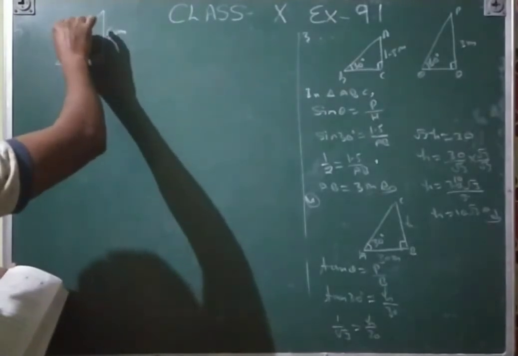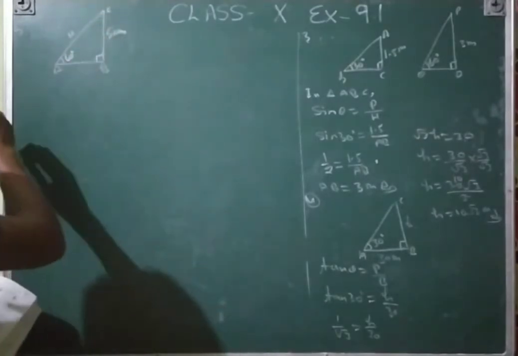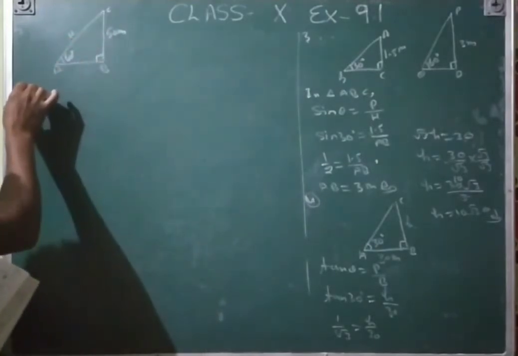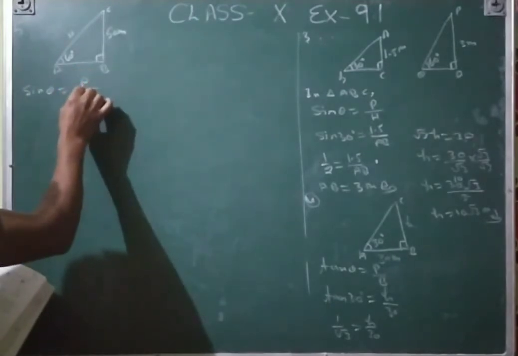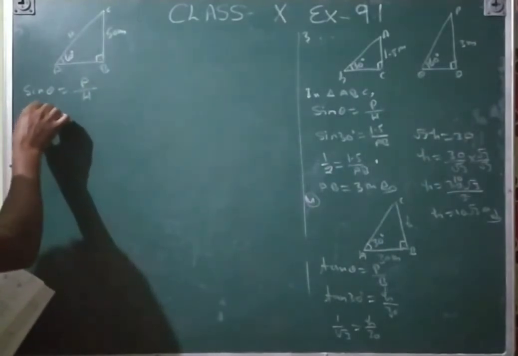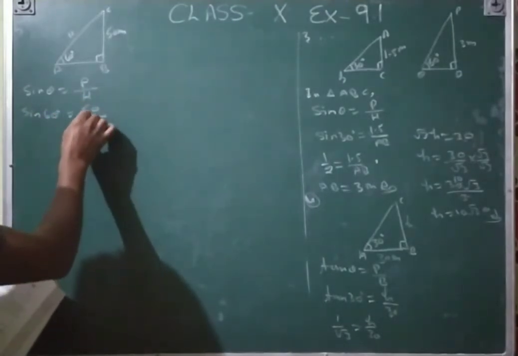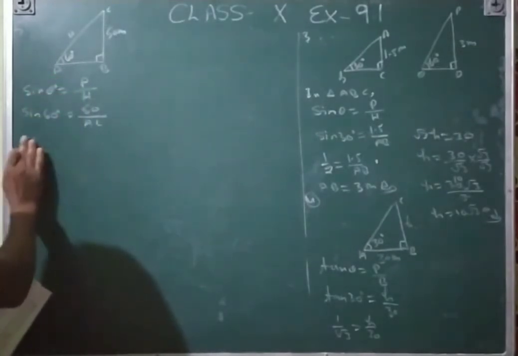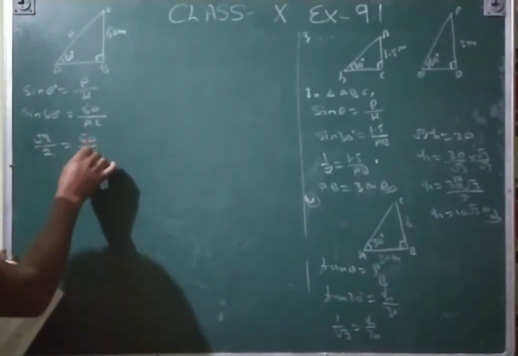So we need to find the hypotenuse. So that will be A, B, C. Perpendicular is given, hypotenuse we are finding, so that will be sin theta. Sin theta is equal to perpendicular upon hypotenuse. So sin 60 degrees is equal to perpendicular, which is 50, and the hypotenuse is AC. So sin 60 value is root 3 upon 2 is equal to 50 upon AC.